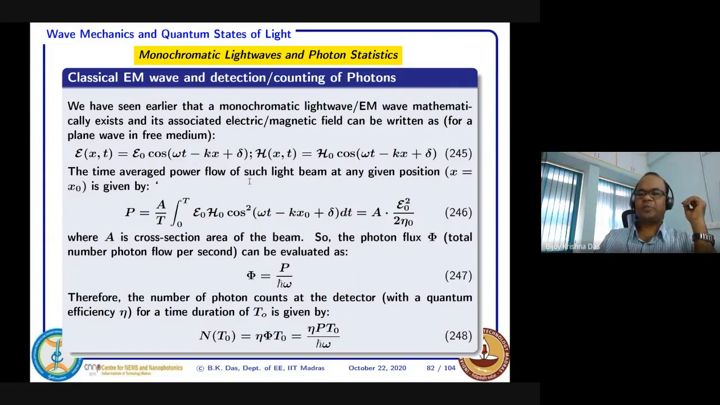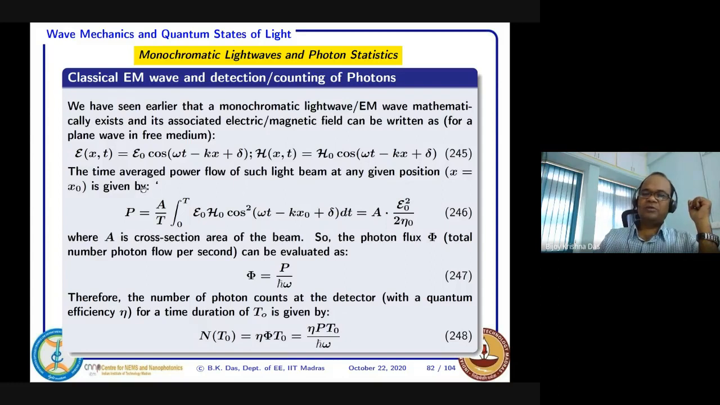And if it is free space, we can consider the magnetic field to be like this, with kx. The only thing is that if it is propagating in the x direction, the electric field will be in the y direction, and then the magnetic field will be in the z direction. So at any instant of time, at any fixed position x, they will be in phase if it is free space. That much we know from the earlier discussion and from our electromagnetic theory point of view.